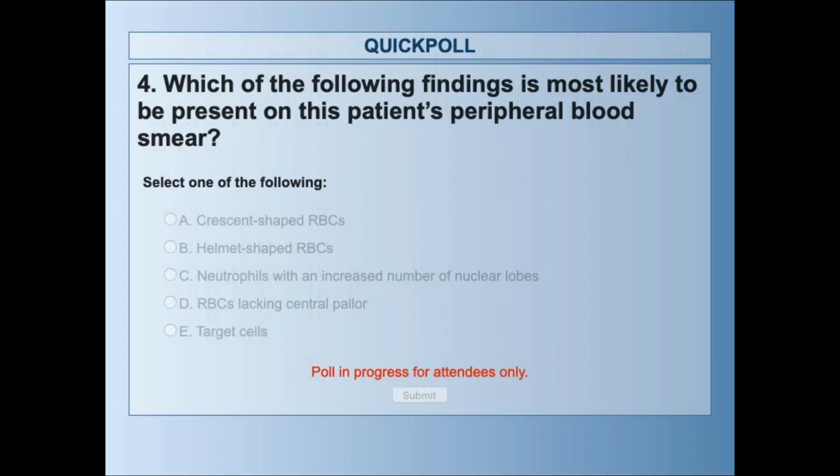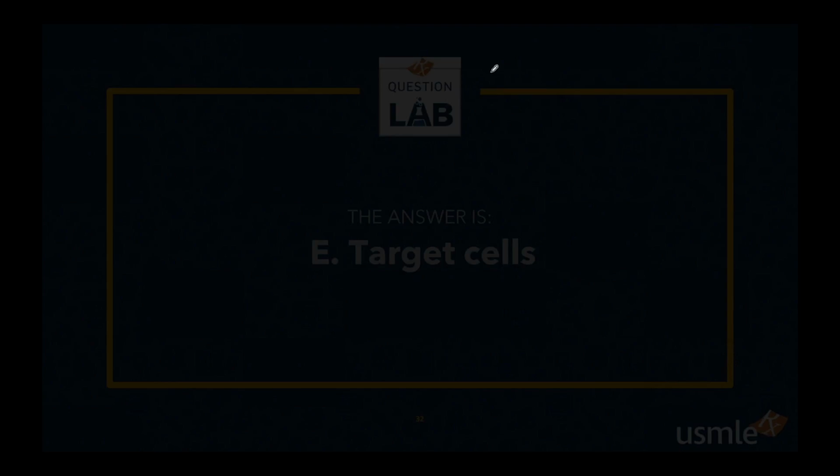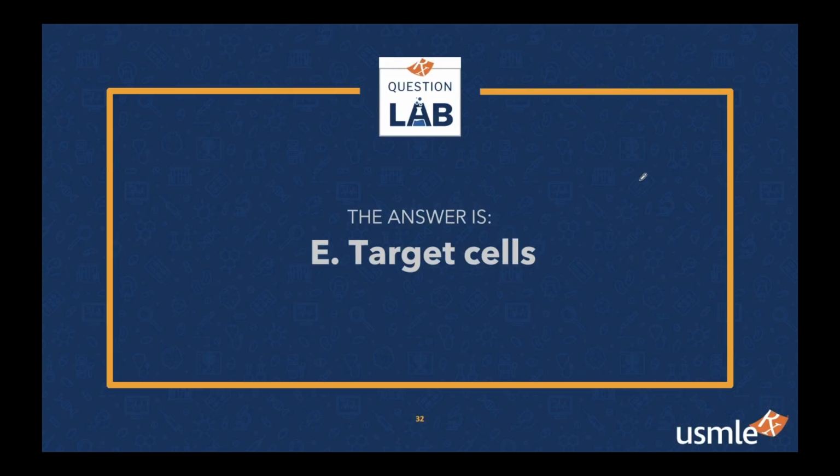All right, I see the responses coming in. Let's take a look and see what you selected. Looks like it's pretty close. 41% of you selected RBCs lacking central pallor, and 37% of you selected target cells. So let's see what the correct answer is. And the correct answer is E, target cells, and 37% of you got it right. Once again, a challenging question. Let's have Boris explain it to us now.